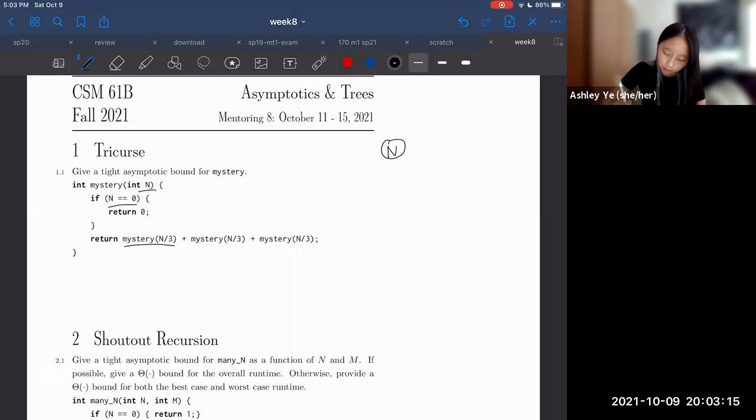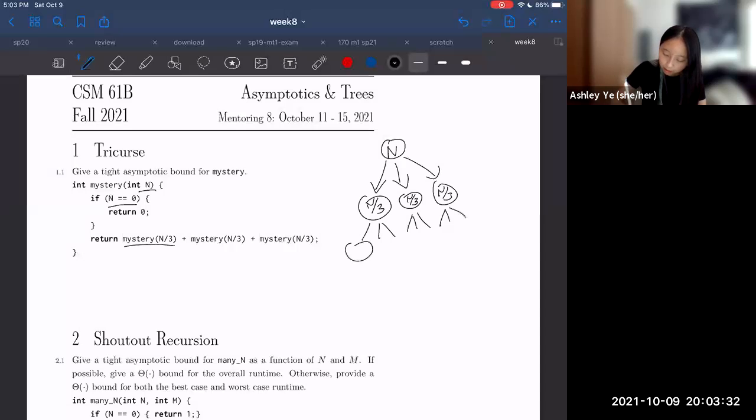And then after that, we want to do 3 calls of n divided by 3. So we have 3 of these calls to n divided by 3. So this is what's happening at the next level. And then after we do these 3 calls, they each call 3 more times with an input of n divided by 9, excuse me, and so on.